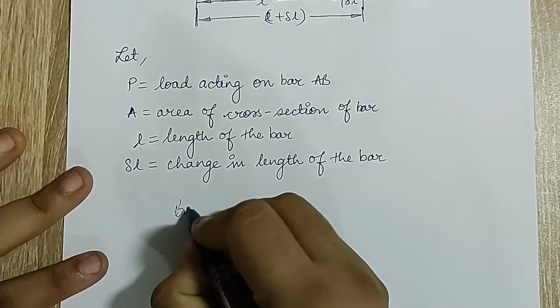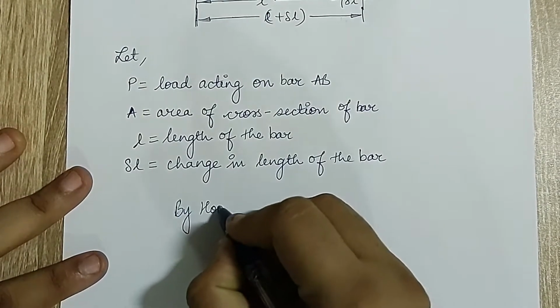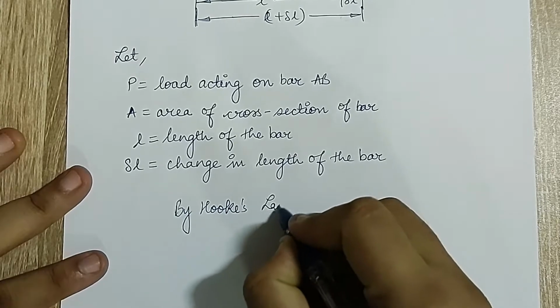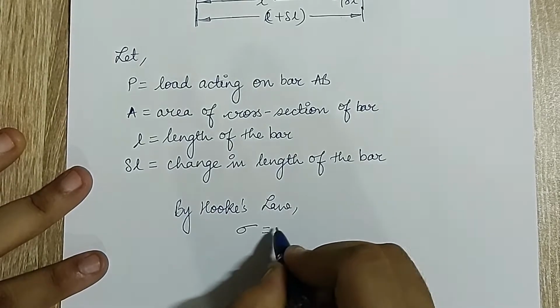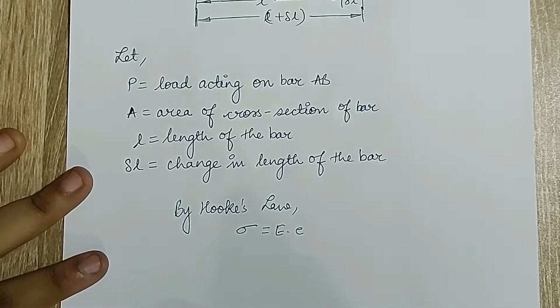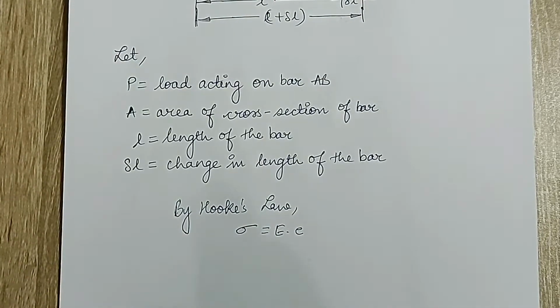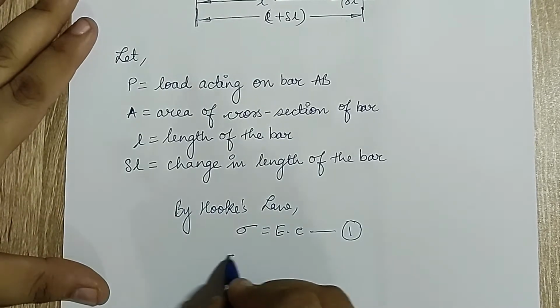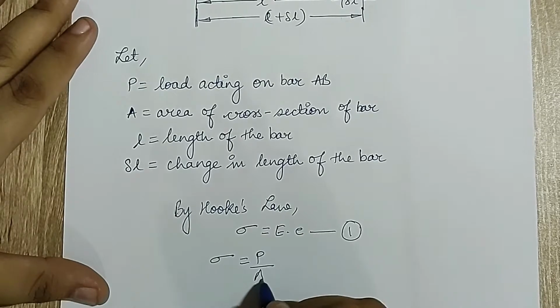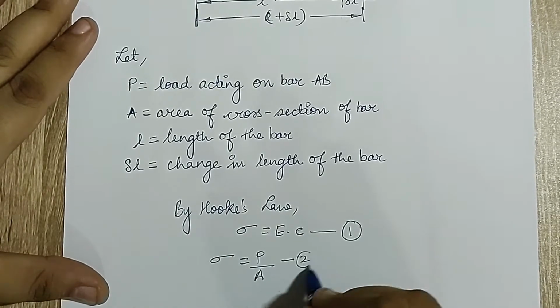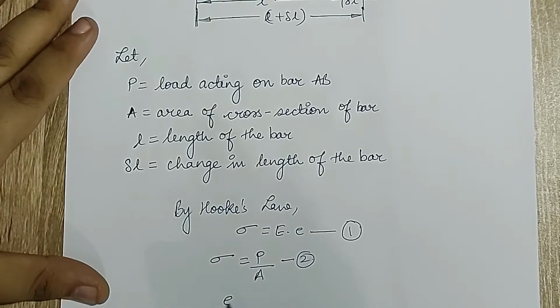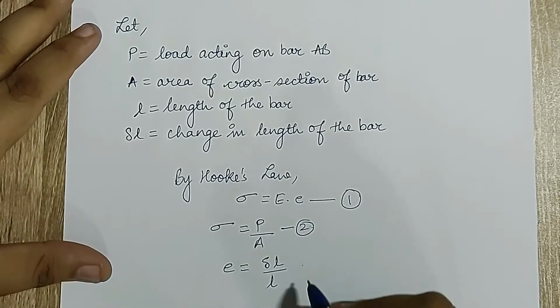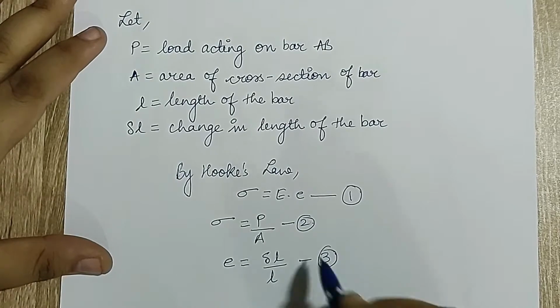By Hooke's law, we know that sigma is equal to capital E into small e, which means stress is directly proportional to strain within the elastic limit. Also we know that sigma, the stress, is nothing but load upon area. So this is another relation that I know. I also know the formula of strain along the longitudinal axis will be delta L by L. So this becomes my relation 3.